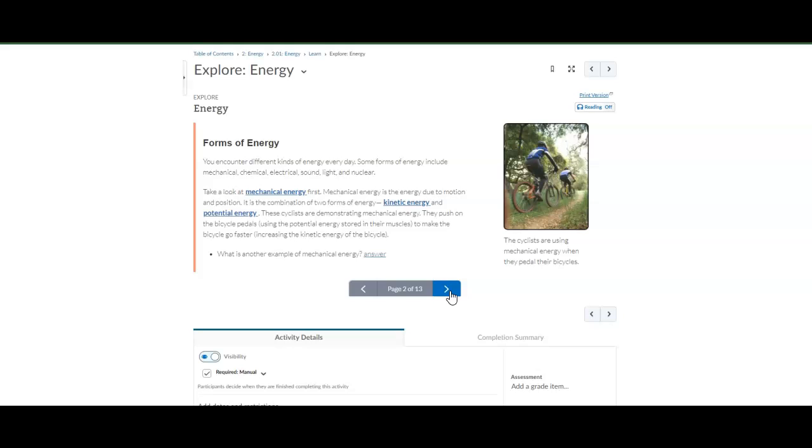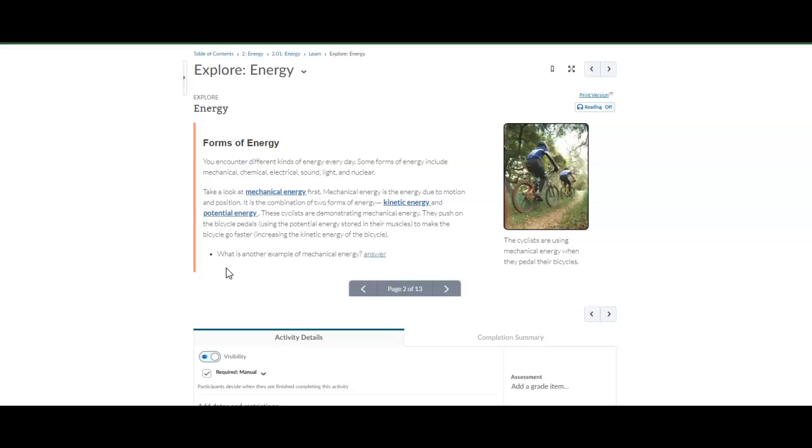Now number two says, what are the three forms of energy, and give an example of each. We can see these right here on the screen. It says you encounter different kinds of energy every day. Some forms of energy include mechanical, chemical, electrical, sound, light, and nuclear. Take a look at mechanical energy first. Mechanical energy is the energy due to motion and position, and it is the combination of two forms of energy, kinetic and potential energy.